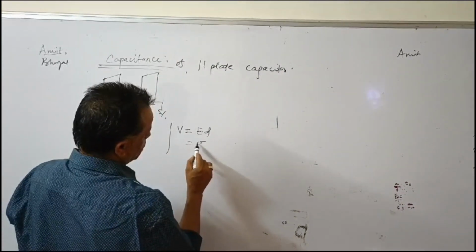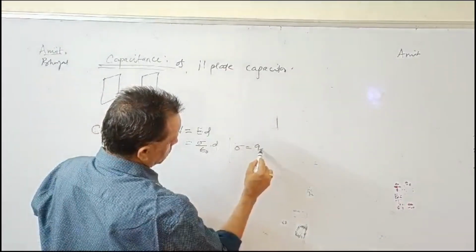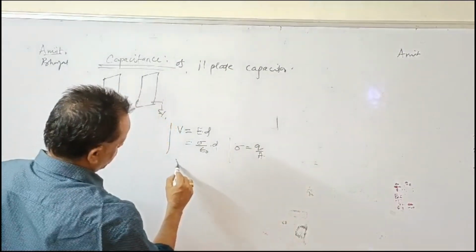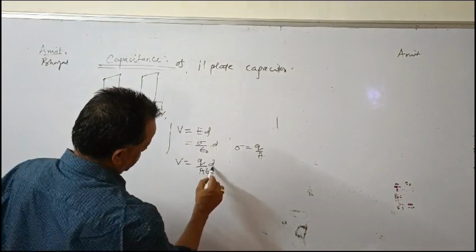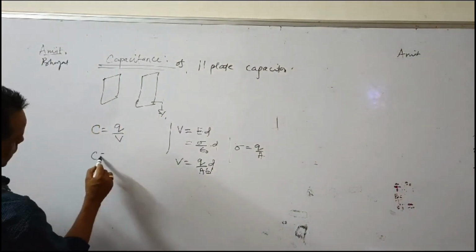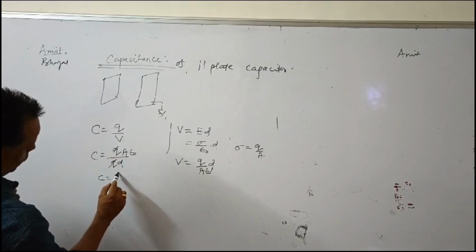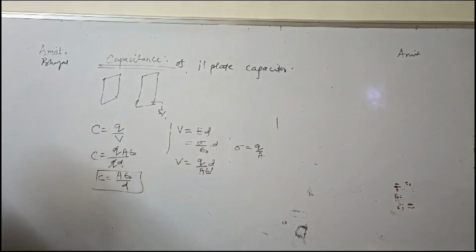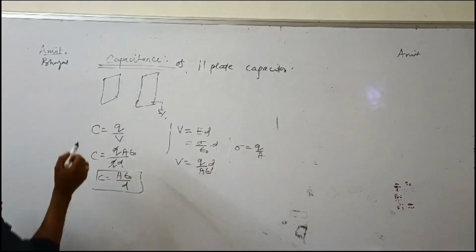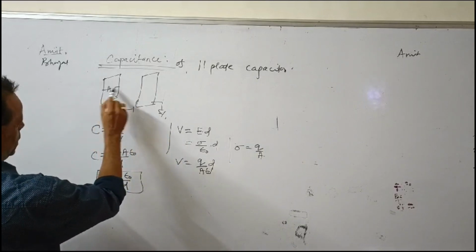Electric field in a parallel plate is what? Sigma upon epsilon naught. Sigma is the surface charge density, so sigma can be written as Q by A, and V is Q d by A epsilon naught. So C is Q divided by Q d upon A epsilon naught. Q gets cancelled out, and we are left with A epsilon naught upon d. This is the capacitance of a parallel plate capacitor. d is the distance between the plates, and A is the area of the plate.